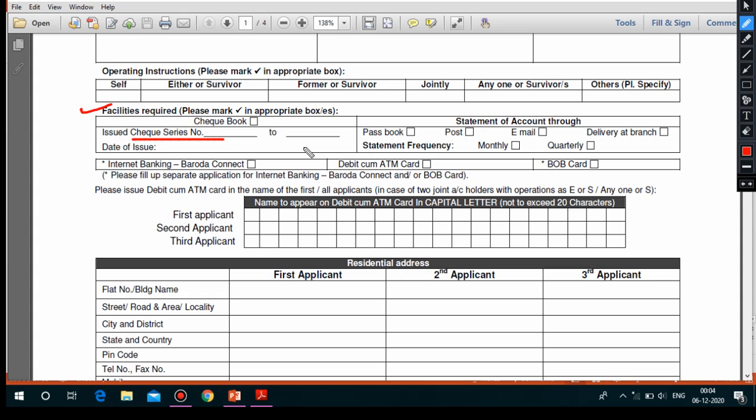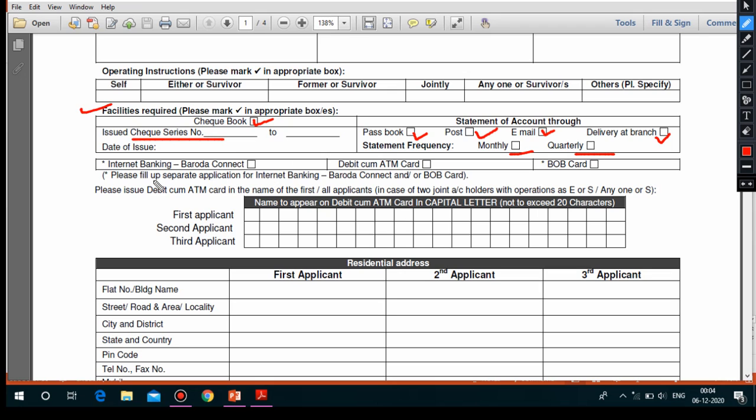That means how you are going to operate your account. Like by checkbook, so the bank will issue you a checkbook. If you want a checkbook, tick mark. Then statement of account: how you want to know how much balance you have in your account, whether passbook, email, post, or delivery at branch, whatever you want. Then how you want the statement of the account, monthly or quarterly, you have to tick mark.